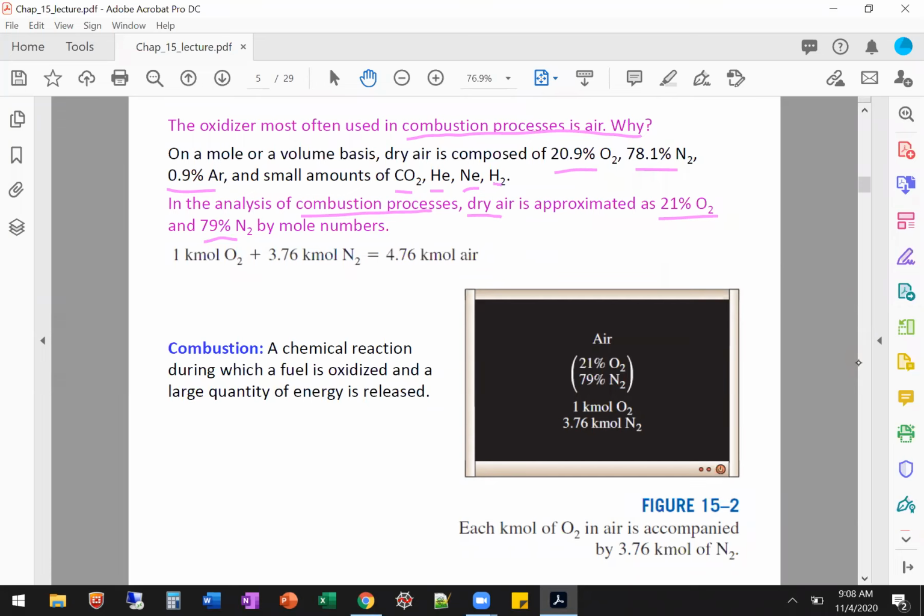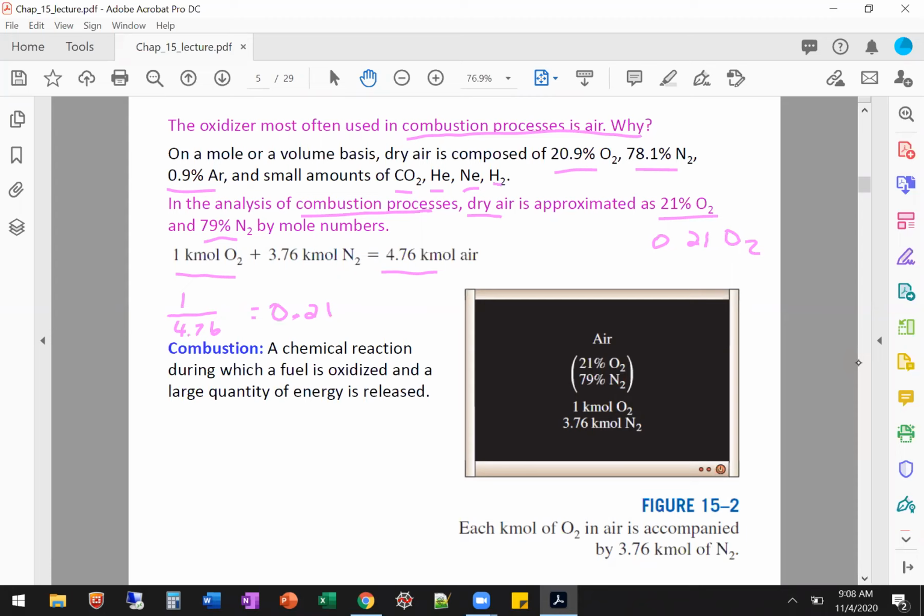Okay, and since oxygen is our oxidizer, we will convert this to make it even easier on us. Instead of using 0.21 O2, we'll do it as 1 kilomole of oxygen with 3.76 N2, which means there are 4.76 kilomoles of air. So where does this come from? If you take 1 and divide by 4.76, this is going to be 0.21.